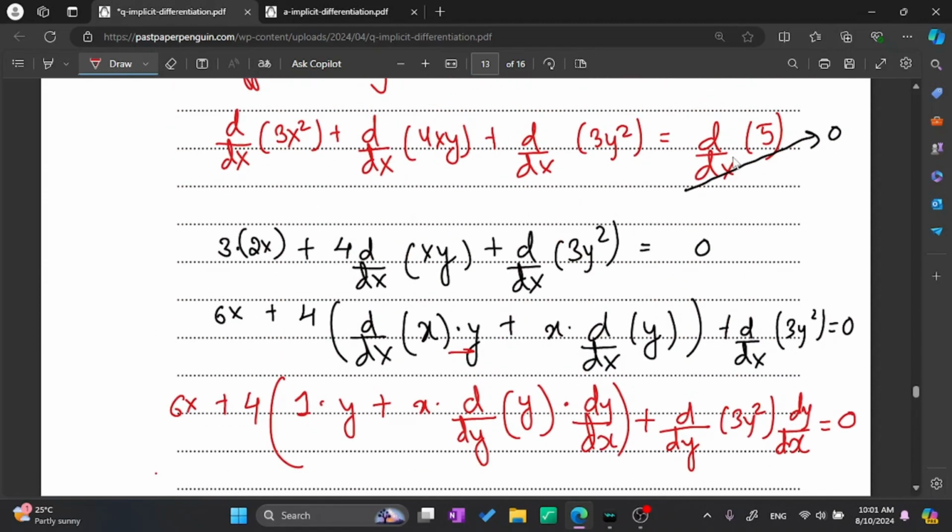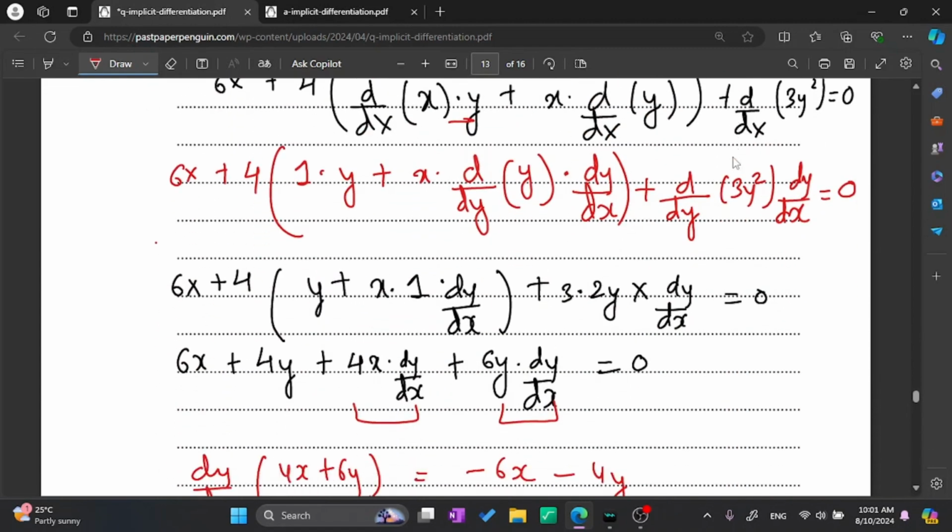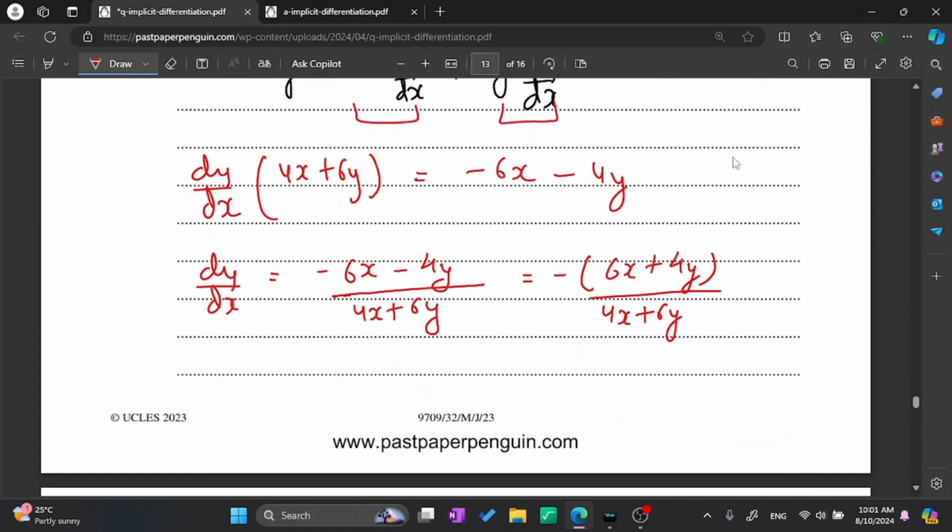The question has asked us for 3x plus 2y over 2x plus 3y. We can again take 2 common, and we can take 2 common. We can say this as minus 3x plus 2y divided by, we take 2 common, 2x plus 3y.